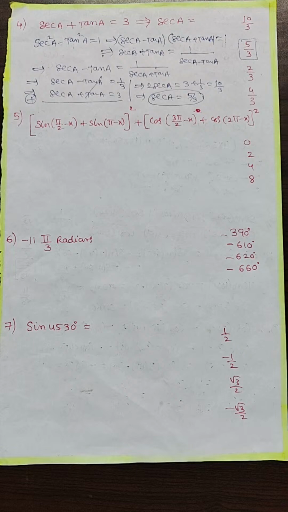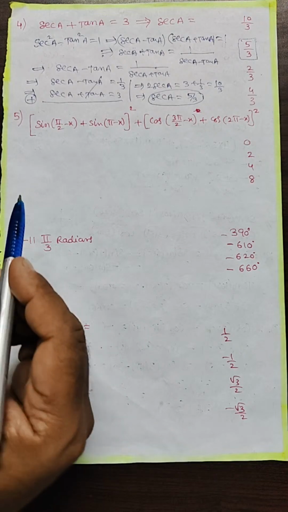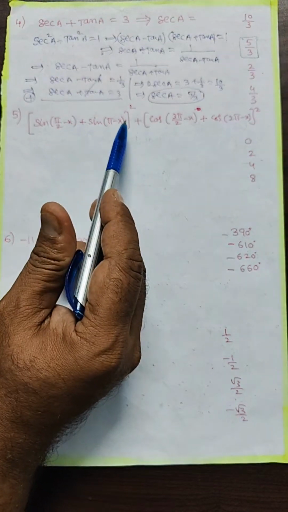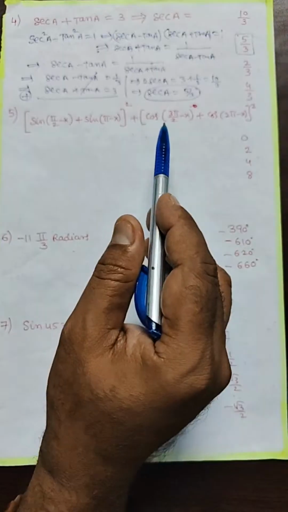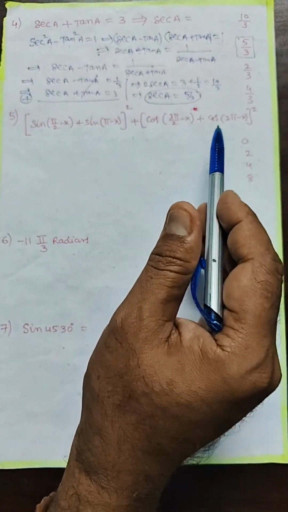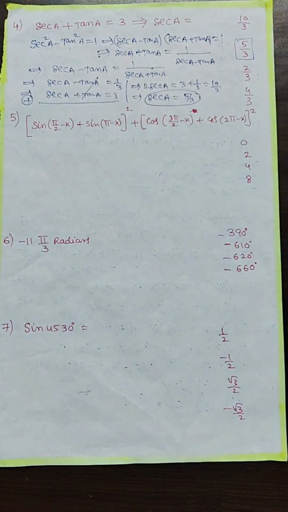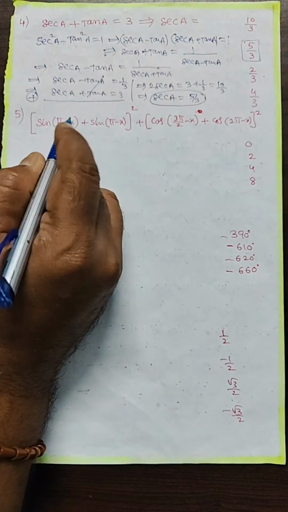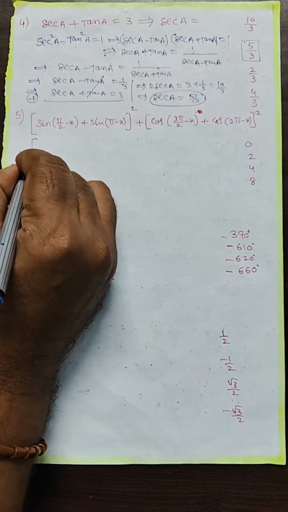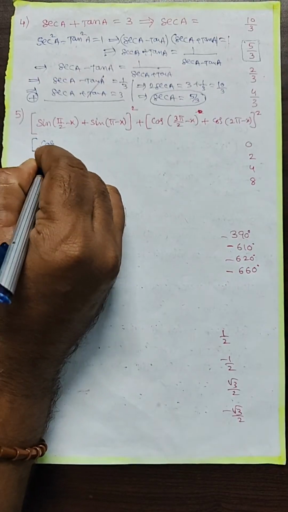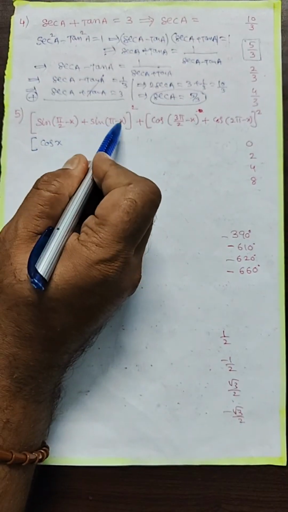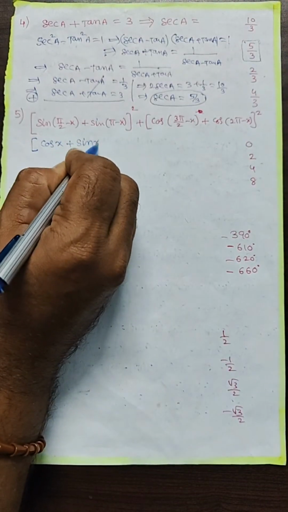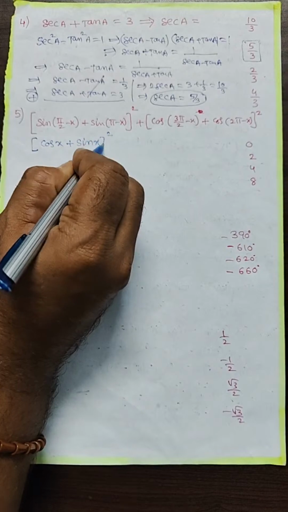Next, question number 5. Sine of (pi by 2 minus x) whole square plus sine of (pi minus x) whole square plus cos of (3 pi by 2 minus x) plus cos of (2 pi minus x) whole square. So here, sine of pi by 2 minus x, sine of 90 minus theta, is cos theta, so cos x. Sine of 180 minus theta is sin theta, therefore plus sin x whole square.